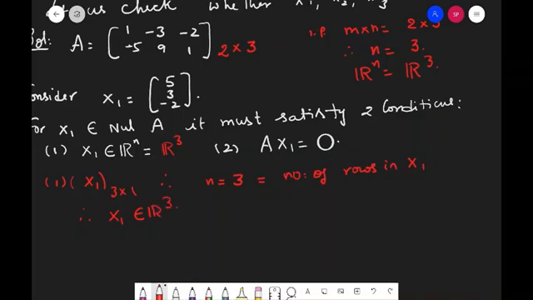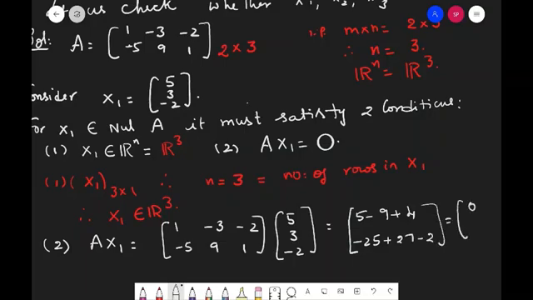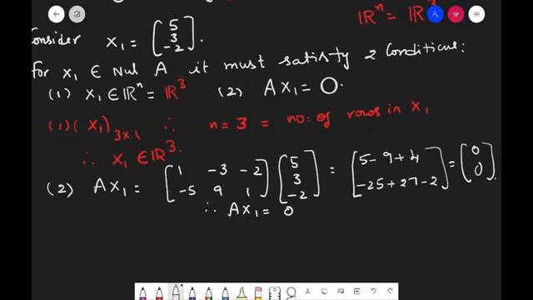Now let us look at the second condition. Ax1 is equal to A, that is [1, -3, -2; -5, 9, 1], into x1, which is (5, 3, -2). Let us multiply. So 5 minus 9 plus 4, and then minus 25 plus 27 minus 2, which is equal to (0, 0). Therefore we have Ax1 is equal to 0. Then what can we say? By 1 and 2, x1 belongs to null A. This is what we have to check.